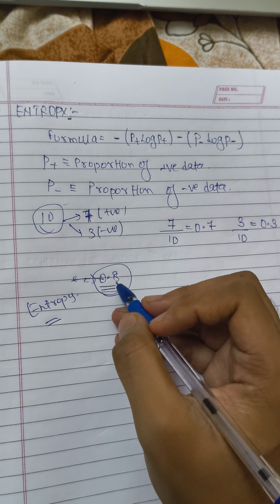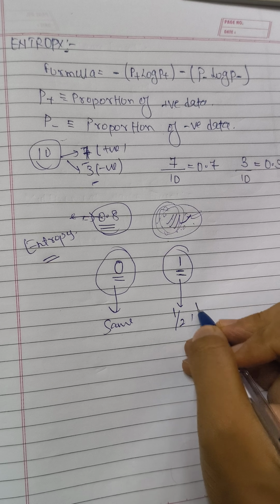Let us suppose that. And if we see, for entropy the least value can be 0 and the maximum value can be 1. When will it be the least value? When all the data points are of the same type. And we have the maximum entropy when we have half the data points of one class and half of another class.